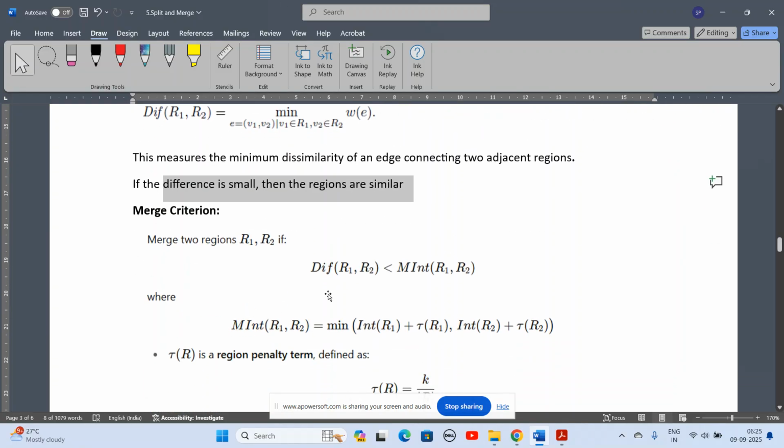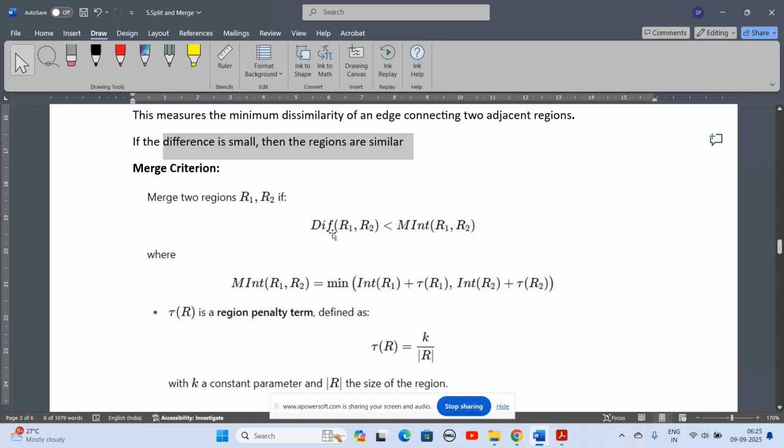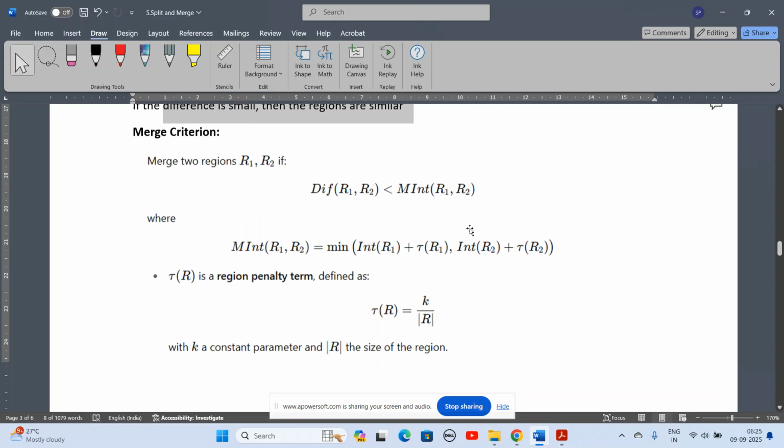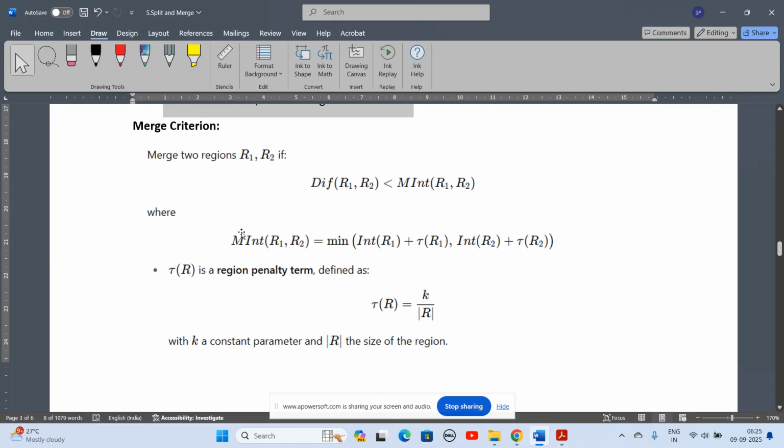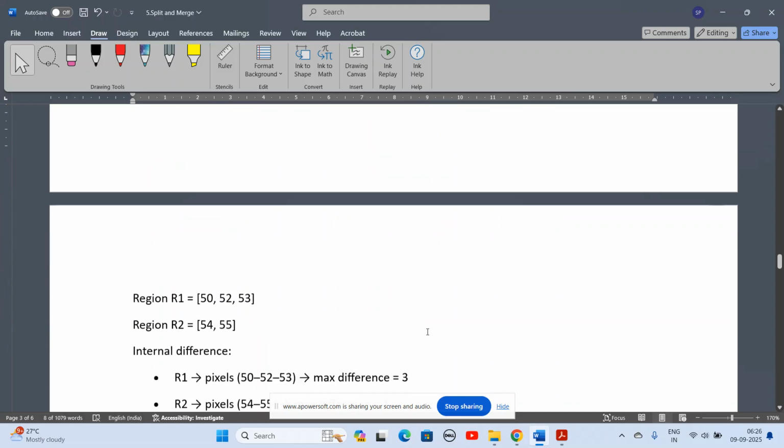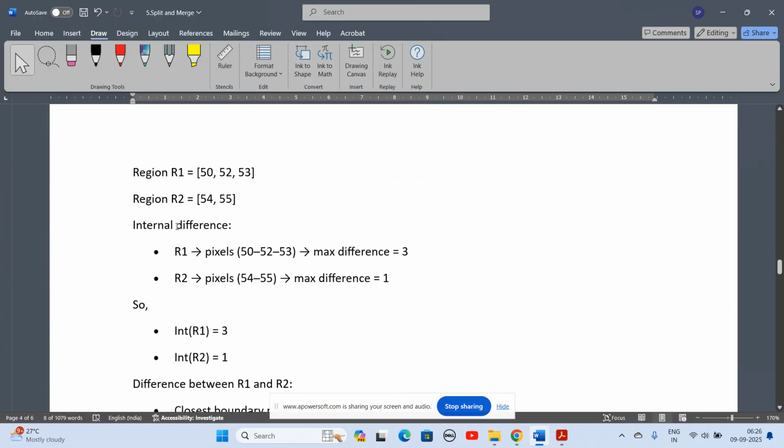So when we need to combine the image, the merging criterion is difference of R1 and R2 is less than the minimum internal difference of R1 and R2. We have a formula for the minimum internal difference of R1 and R2, which is min of internal difference of R1 plus regional penalty term of R1, and internal difference of R2 plus regional penalty term. So the tau R is given as K by determinant of R. I will show you an example, you will get better understanding.